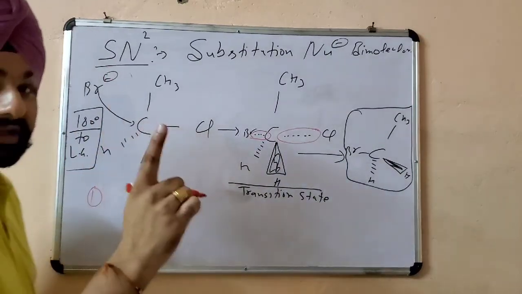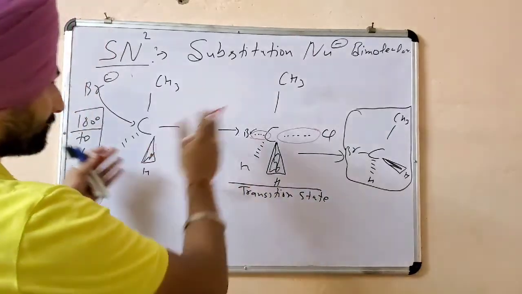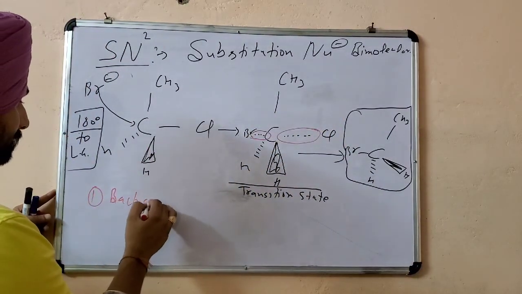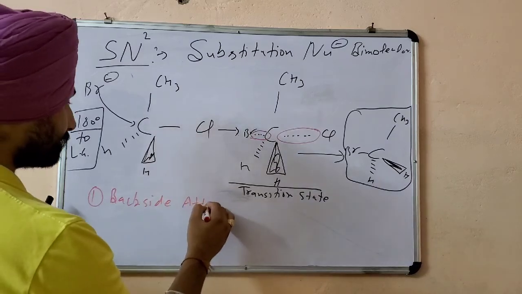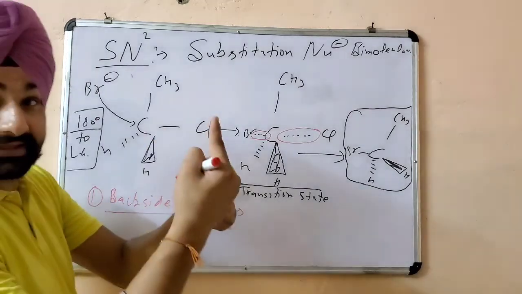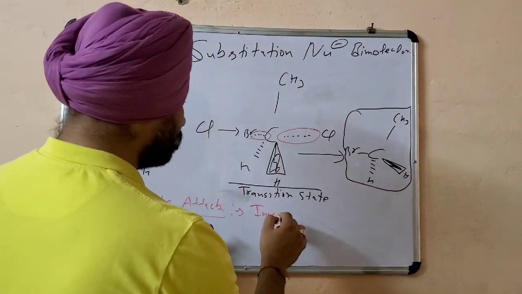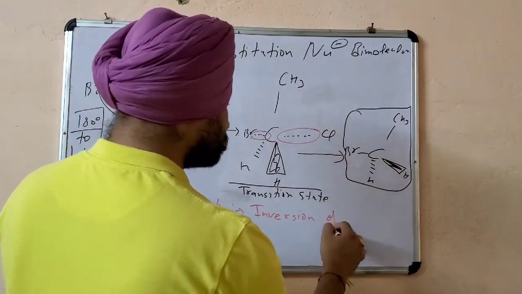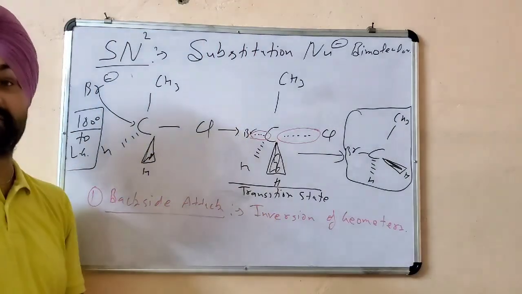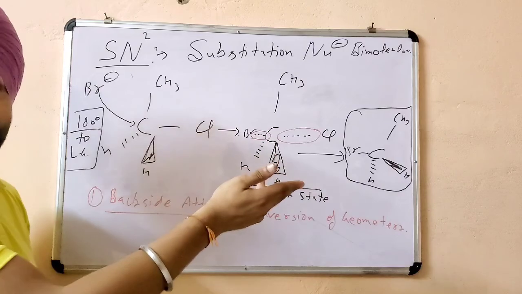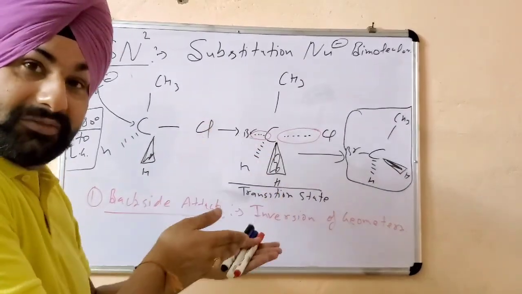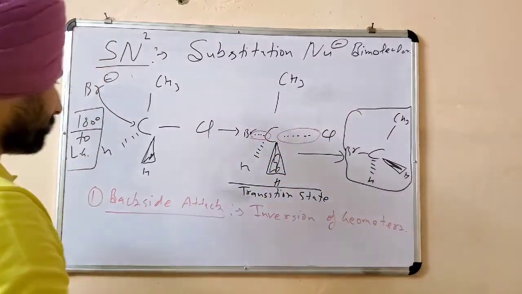Note, for the stereochemical aspect, what is the stereochemistry of the product formed? If it is a backside attack, there will be inversion of the geometry. Inversion of geometry means D will be changed from L. If it is an L, it will be changed to D, meaning levo will be changed to dextro. If it is a dextro molecule, it will be changed to levo in the product.